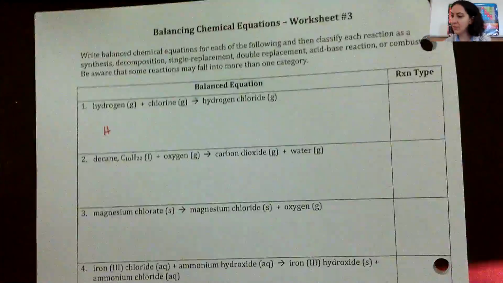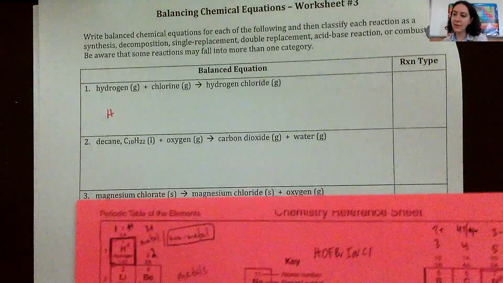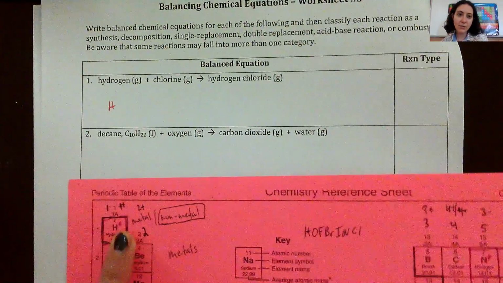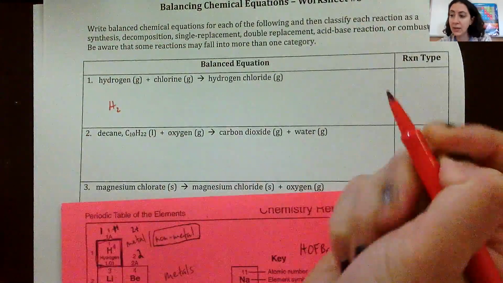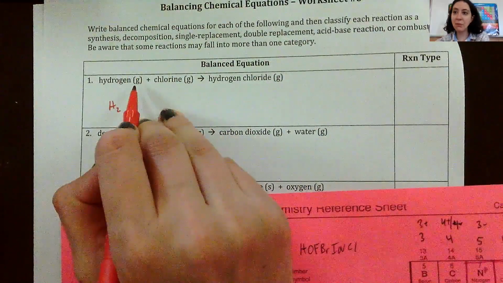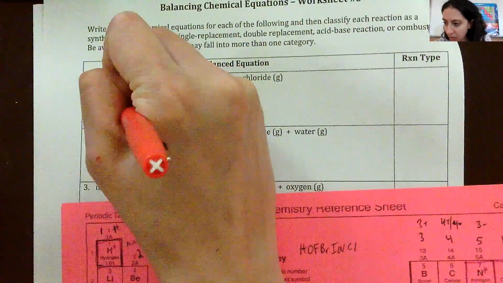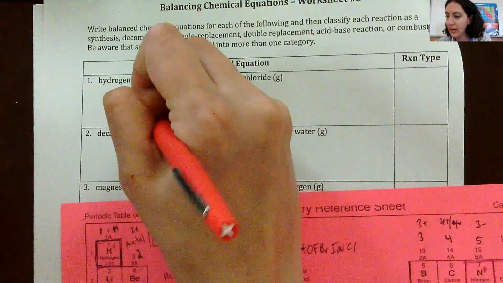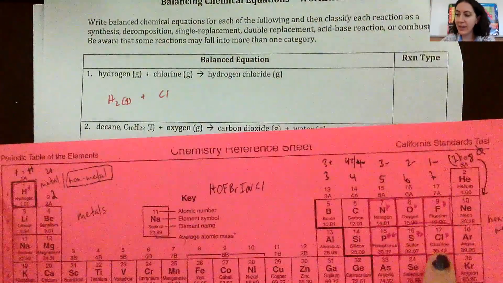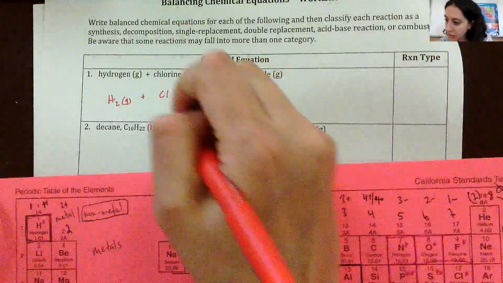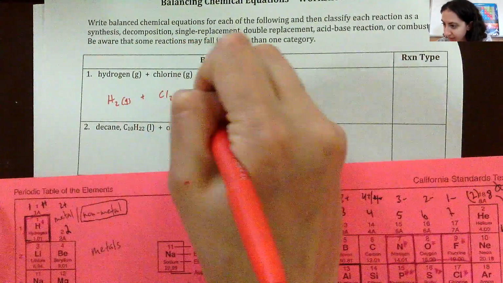We can look in our periodic table. It's right here, but it's got one of these little stars next to it, so we know it's a Hofbrinkel. So you can't just write H, you have to write H2. After it has this G that represents gas, so let's include that as well. Okay, so the next thing is chlorine. Chlorine is Cl. It is right here. Oh, it's also a Hofbrinkel. Better put a 2. And it's a gas.